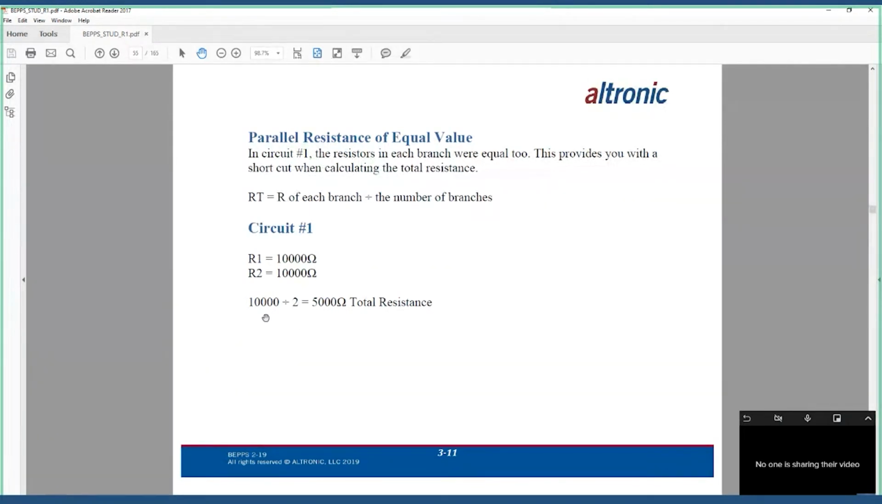So if we had 10,000 with 3 branches, we would do the same thing. Let's work that out. 10,000 divided by 3, oops.